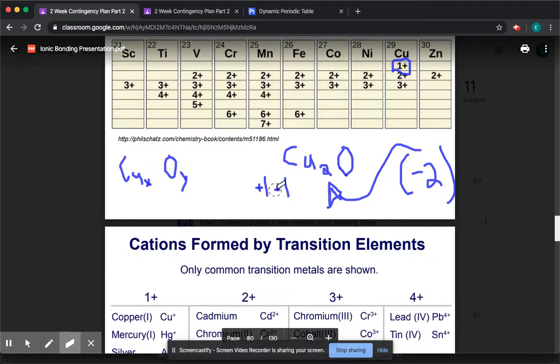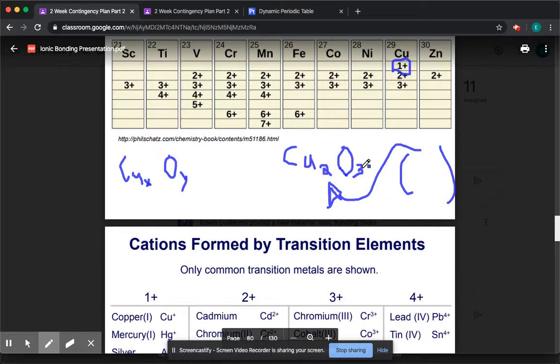Now let's say I change the formula. Instead of Cu2O, we have Cu2O3. This is also correct. I'm telling you, this is the correct formula. If this is the correct formula, what does the charge on the copper have to be? This time we have 2 coppers and we have 3 oxygens.